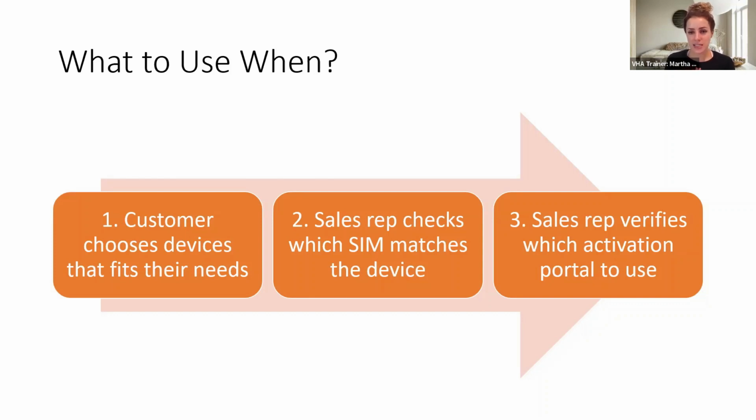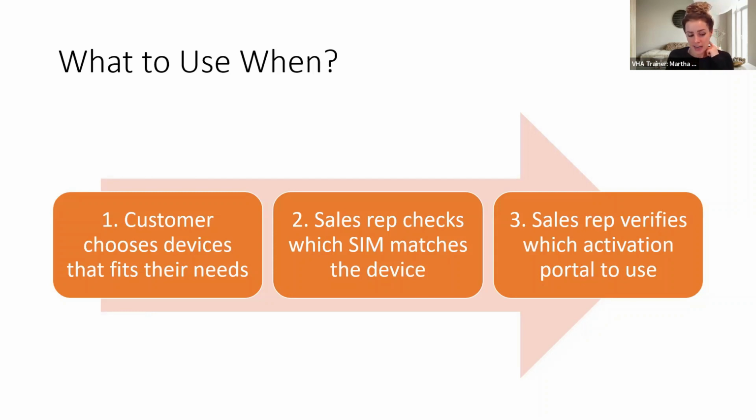What is going to dictate what system and SIM you're going to use is going to be whatever device the customer decides fits their need. The device is going to determine which payment system you're going to use and which SIM card you're going to use. So the first thing that happens is the customer chooses the device. You make a recommendation. They might agree with that device. They might say, hey, I need a different one. I want to do this one. Whatever device they end up choosing, that device is going to determine which SIM to put in it. And it is also going to determine then which payment system you are going to use.